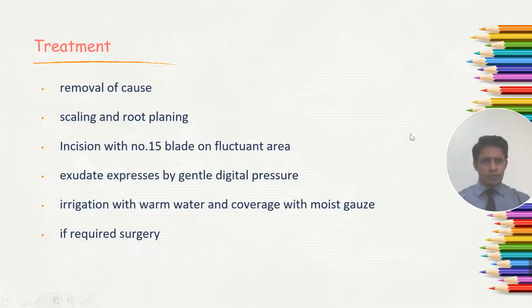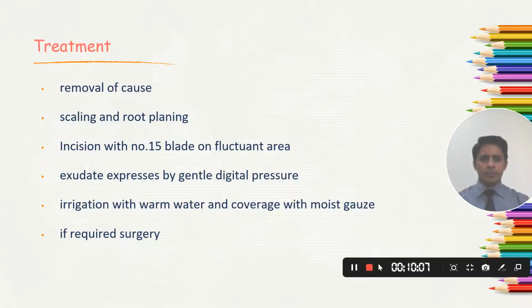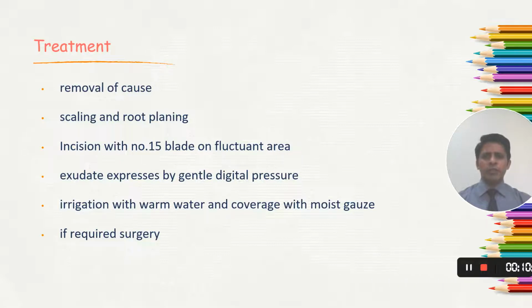The treatment of acute gingival abscess is removal of the cause, followed by scaling and root planing if not regressed by non-surgical methods. An incision with a number 15 blade on the fluctuant area may be required. The exudate is expressed by gentle digital pressure, with irrigation with warm saline or water and coverage with moist gauze, and if required, periodontal surgery.